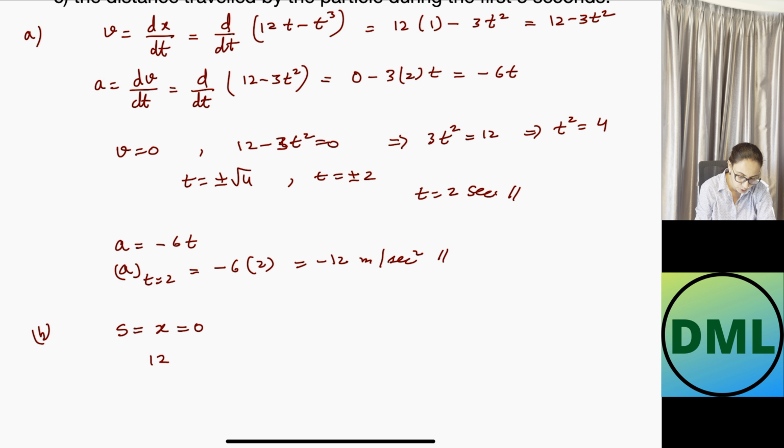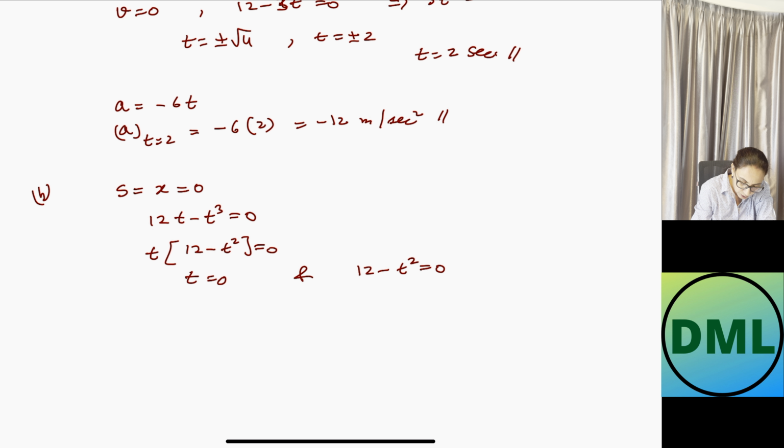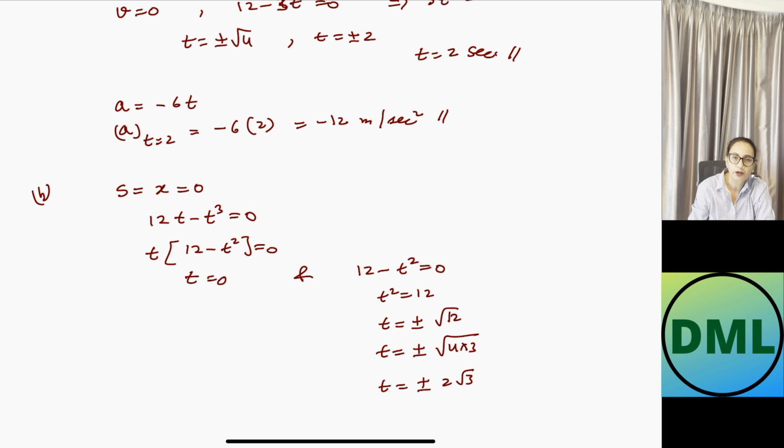My distance is 12t - t^3 = 0. Let's take out t as a common factor from here. t is common, and 12 - t^2 is left inside it. We have t = 0 and we have 12 - t^2 = 0. I need to solve that. t^2 = 12, t = plus or minus root 12, t = plus or minus root of 4 times 3, t = plus or minus 2 root 3. Time cannot be negative.